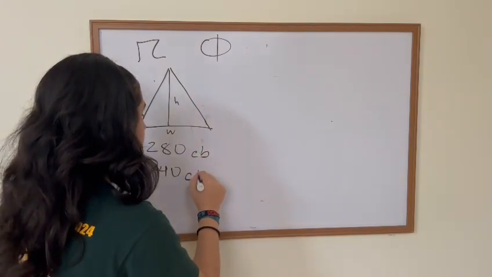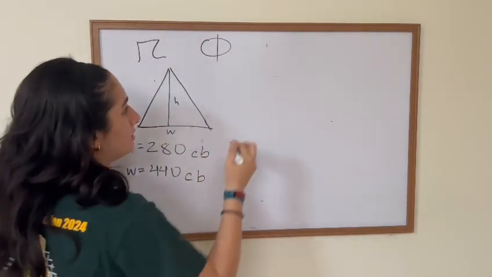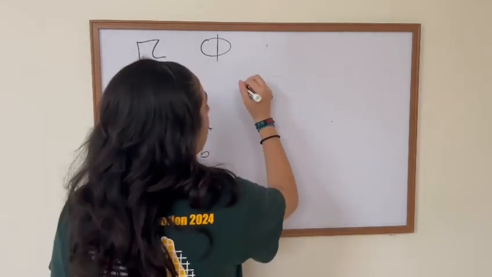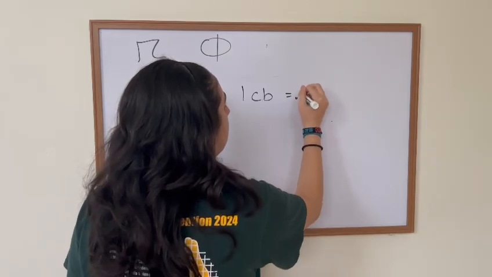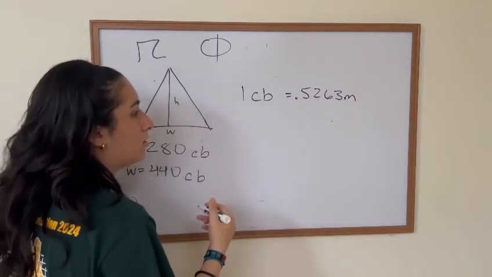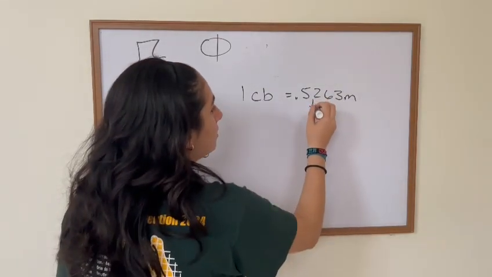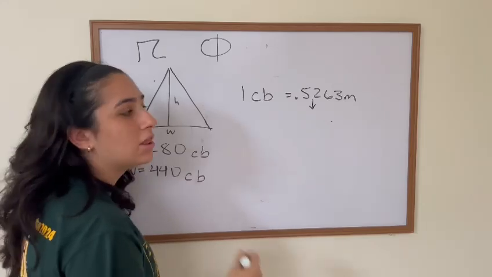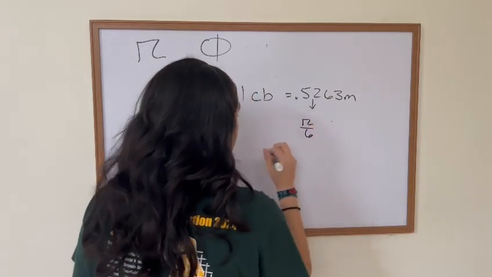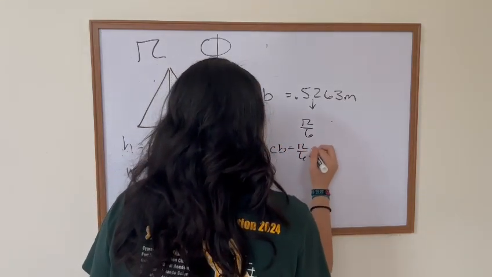They're written as CB. And to give you guys a representation of what a cubit really is, just imagine in your head, 1 cubit is going to equal 0.5263 meters. And of course, now you're kind of wondering, okay, that's a little specific, it's just half a meter, but this is a number that can be represented in a different way. The way we can represent this number is pi over 6. So 1 cubit is going to equal pi over 6 meters.